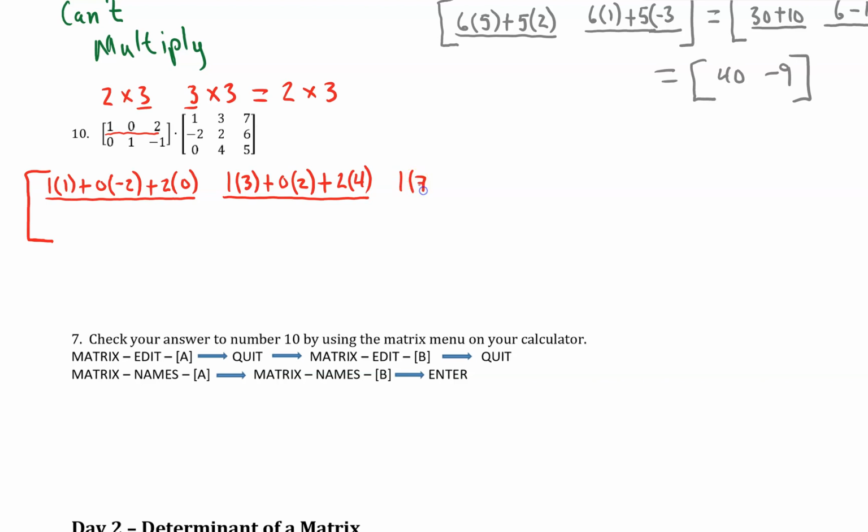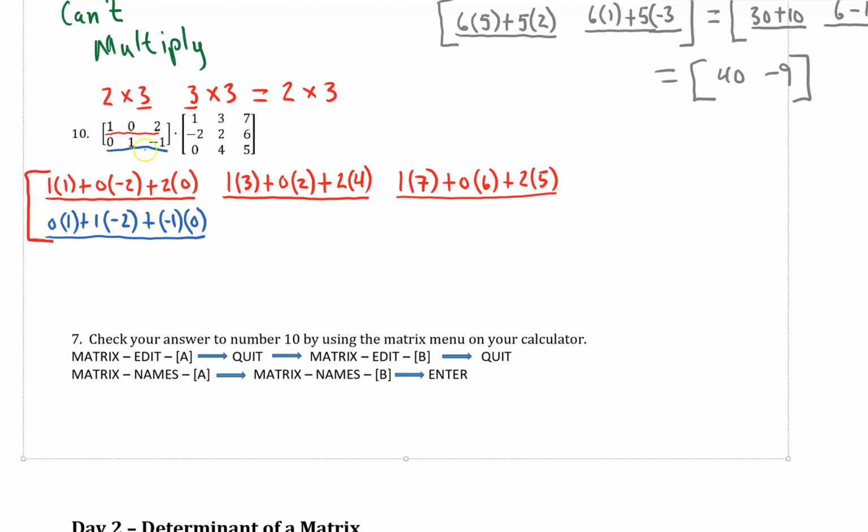So 1 times 7 plus 0 times 6 plus 2 times 5. That's all of that row. Now we're going to swap it over. We're going to now move on to row number 2. So when we do row number 2, it's going to be this row by the first column. So 0 times 1 plus 1 times negative 2 plus negative 1 times 0. There is the first of the bottom row.